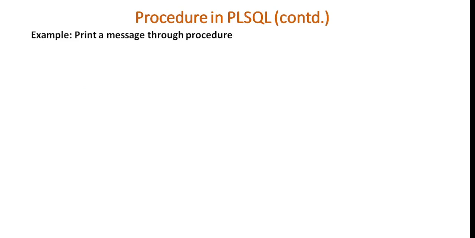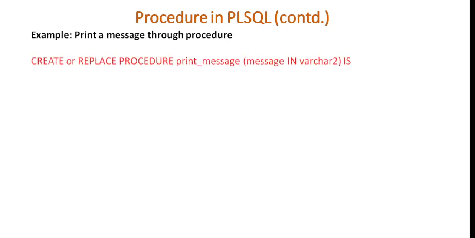First, to print a message through a procedure. This is a simple example. We are creating one procedure to print a message. So we have written the declaration statement like this: create or replace procedure print_message. Print_message is the name of the procedure. And in brackets we write the parameter name, IN, OUT or IN OUT type, and then the data type.